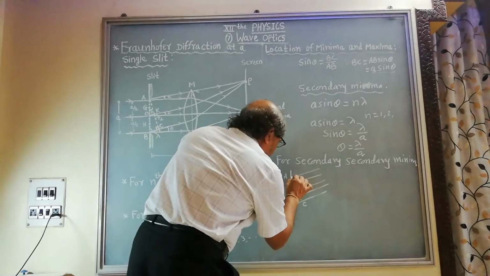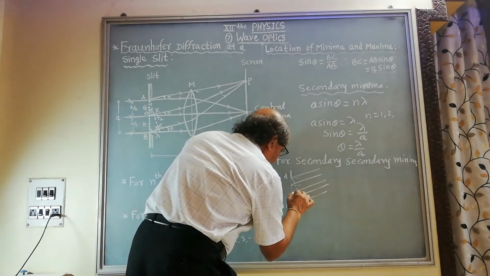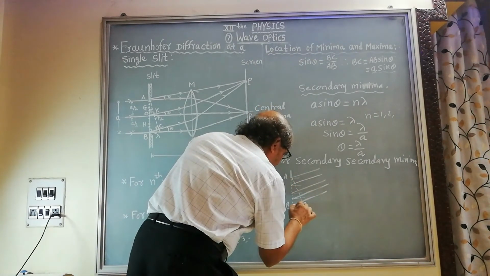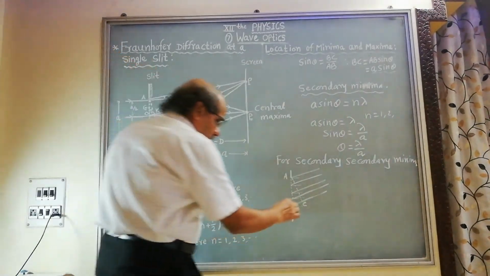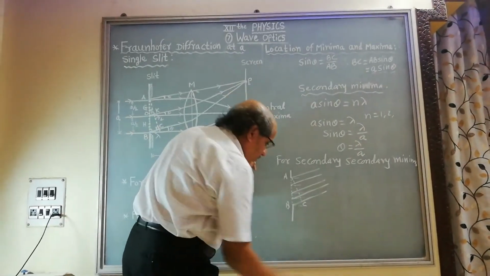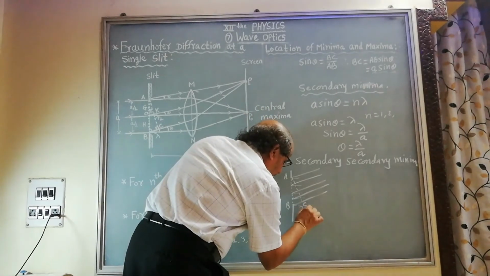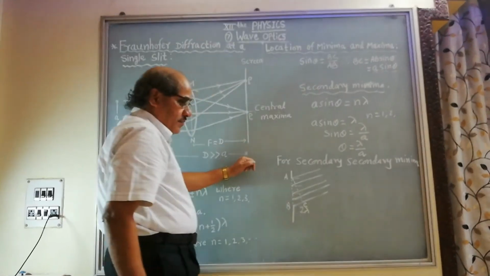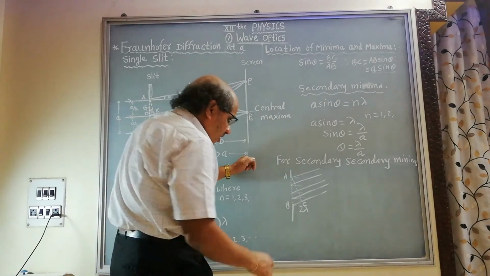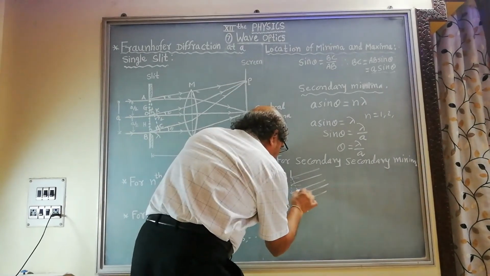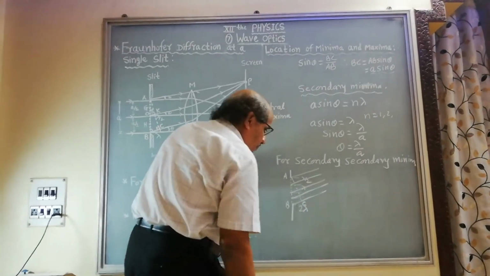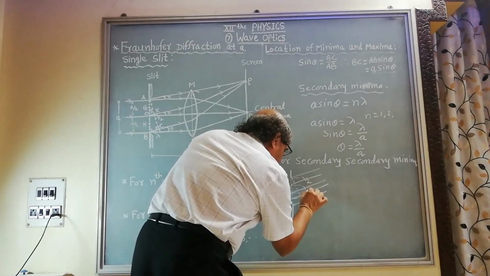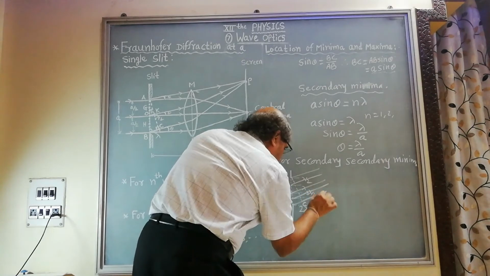Now these are the parallel rays. So we have drawn these parallel rays. So this path difference BC is 2 lambda here. So half of this is lambda, and this is lambda by 2. This is 3 lambda by 2.